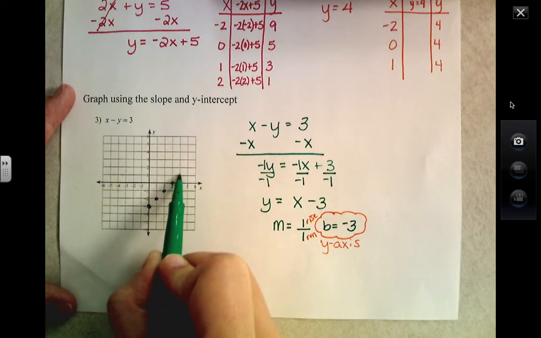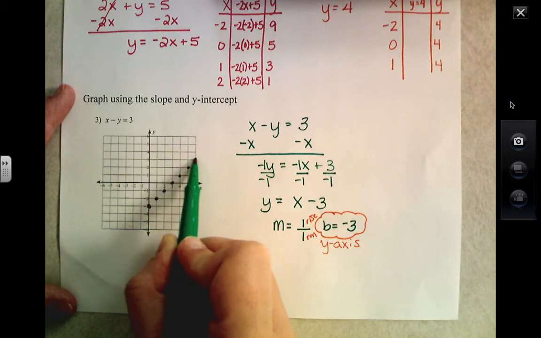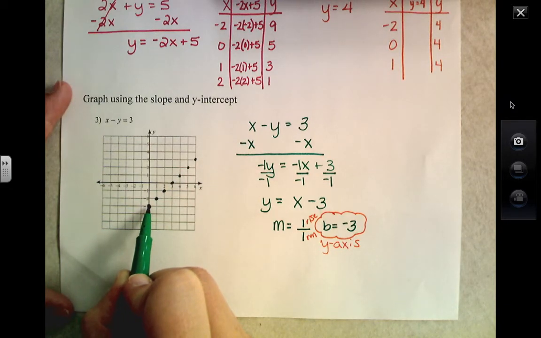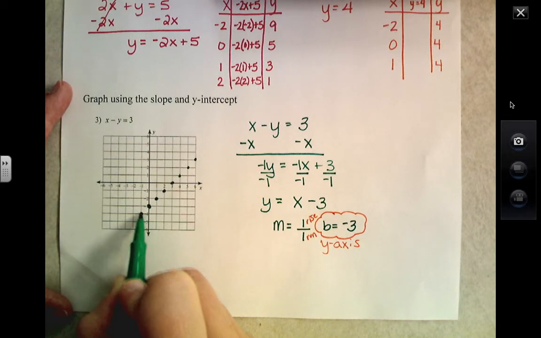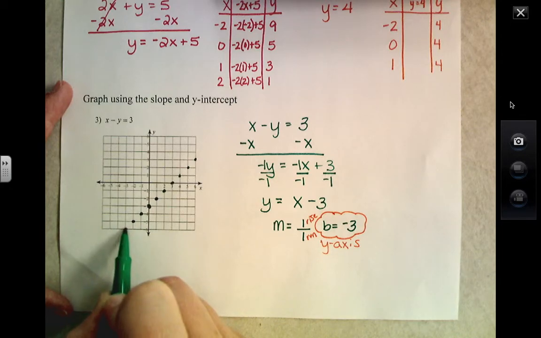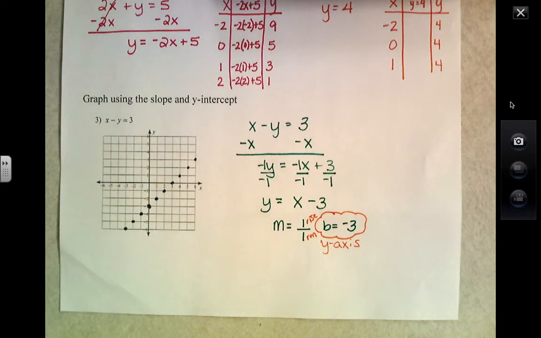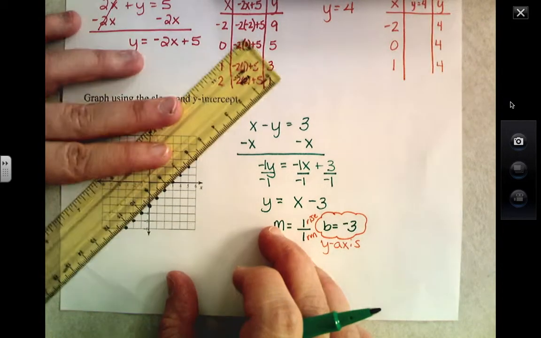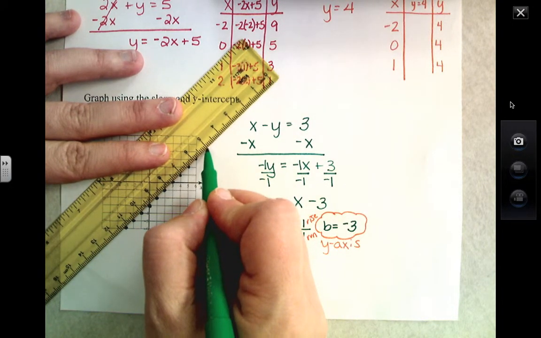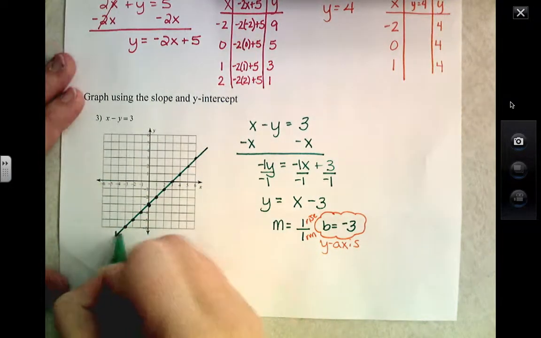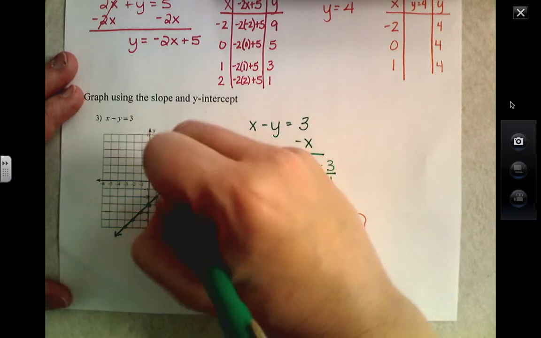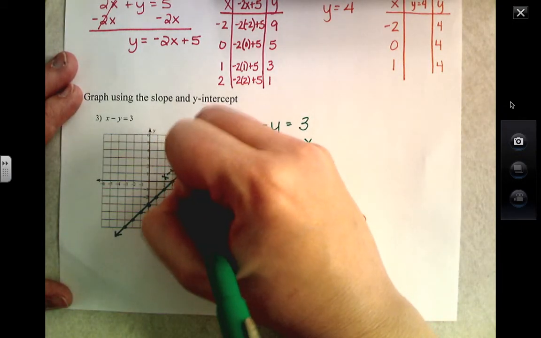And you can keep going with this pattern all the way to the end of the graph, and you can even reverse it. So if I went up and to the right, now I can reverse it and go down and to the left. You have to reverse both directions, and that makes a nice straight line for us to graph. Go ahead and connect the points, arrows on the ends, and don't forget to label with the original equation.